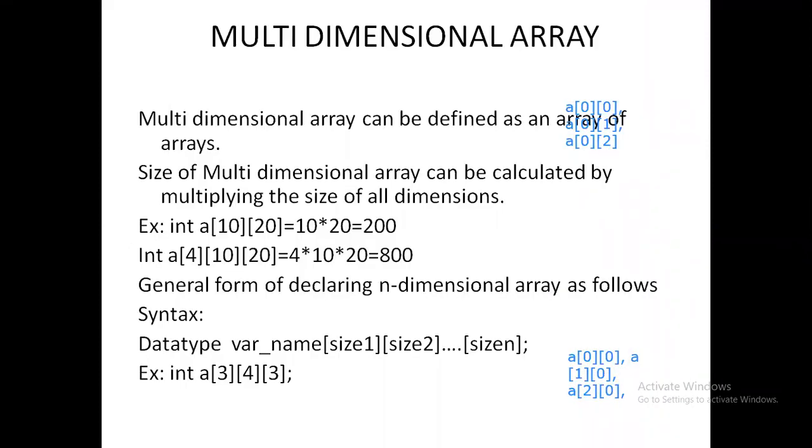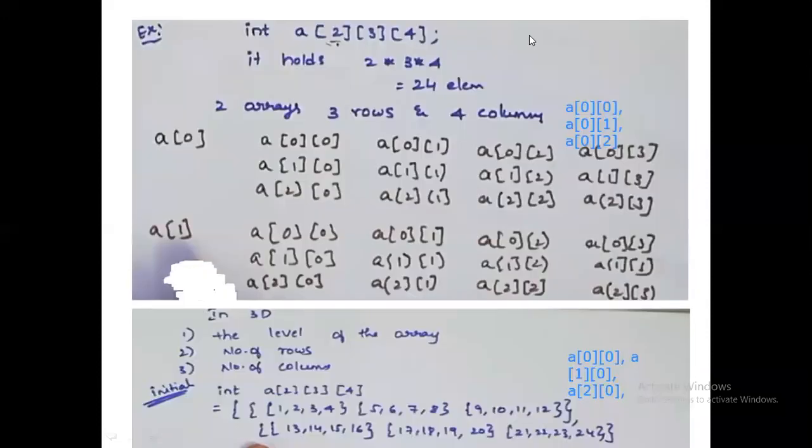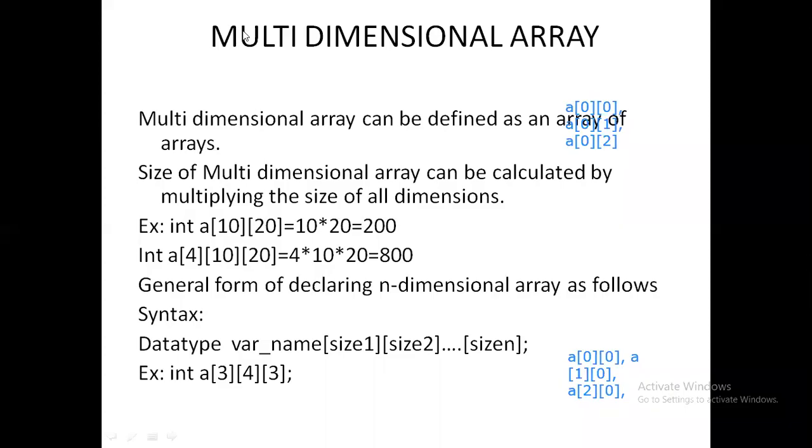in the multi-dimensional array, the same thing will be there. Now you are seeing 3 indices. This is int a of 3, 4, 3. So here you can see the thing. Previously, what we have seen, int a of 10, 20 we have seen. Now we will be seeing a of 4, 10, 20. So how many cells should be there in an array? 800 cells should be there in an array.